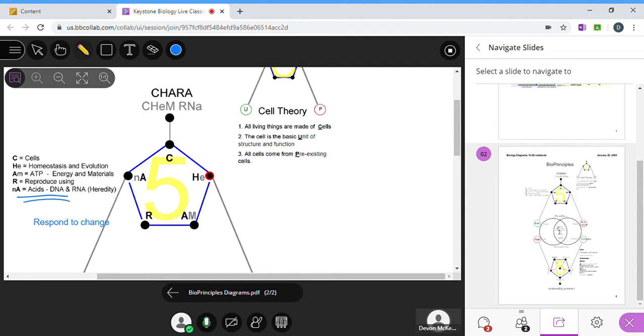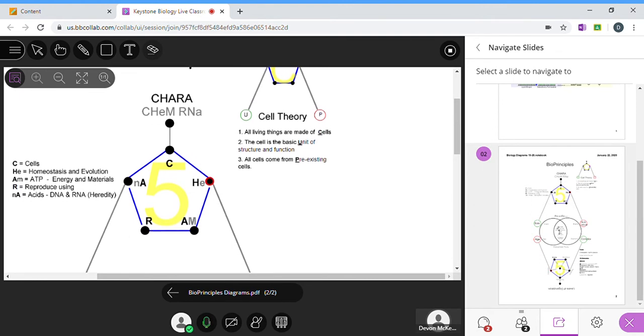So, CHARA, C-H-A-R-A, all living things do these. If, and this isn't a best 4 out of 5 kind of thing, you are doing all 5 of these or you are not alive. Let's move on.